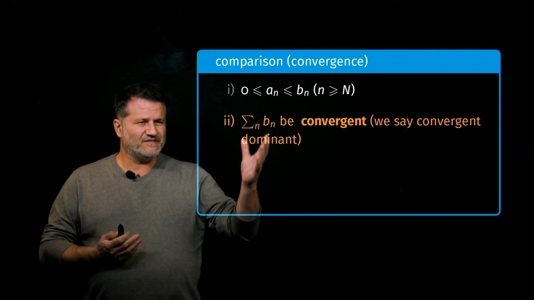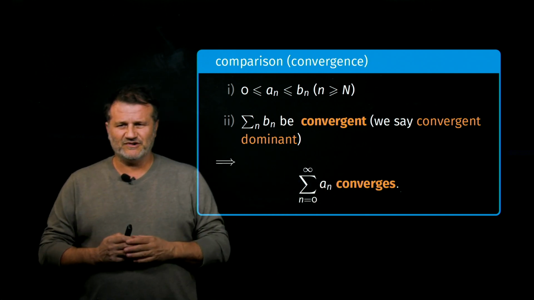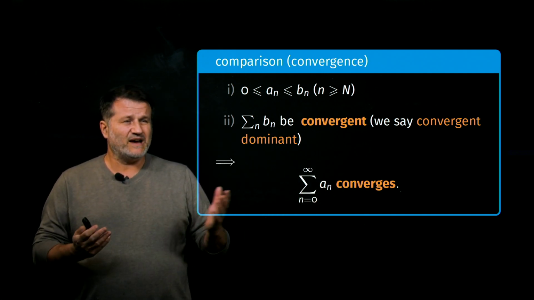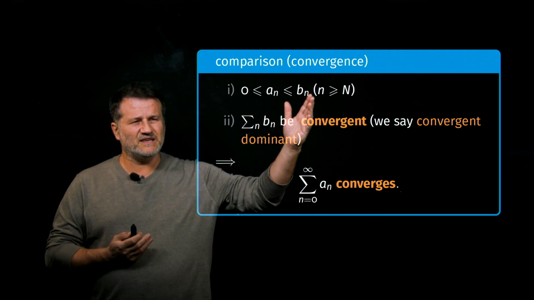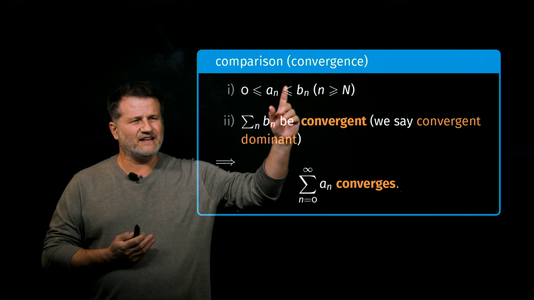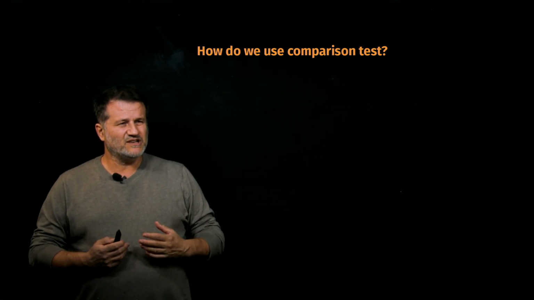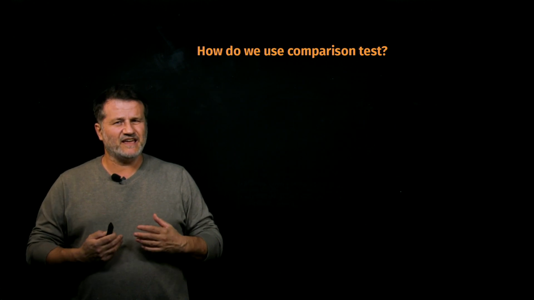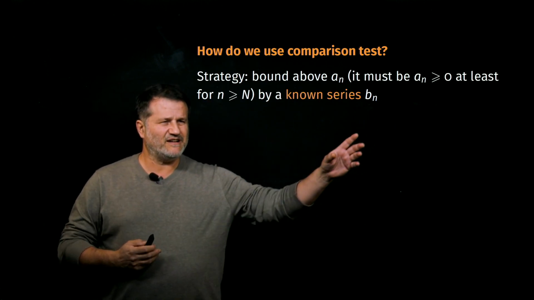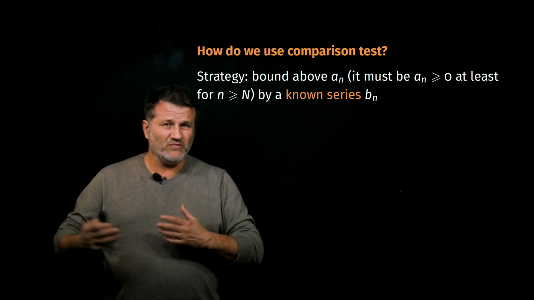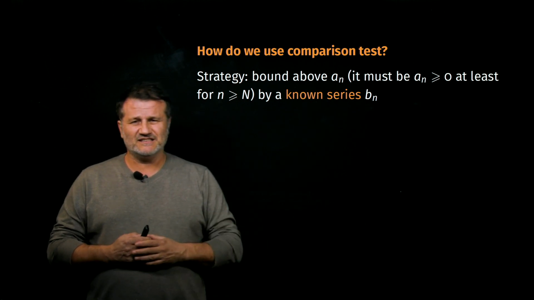The fact is that if these two conditions hold, then also the series of a_n is convergent. The reason why this is true is intuitively very easy, because if the a's are smaller than the b's and the sum of the b's is finite, then also the sum of the a's will be finite. In the practical use, with a given series sum of a_n with positive terms, we look for another series with general term b_n with a known behavior.